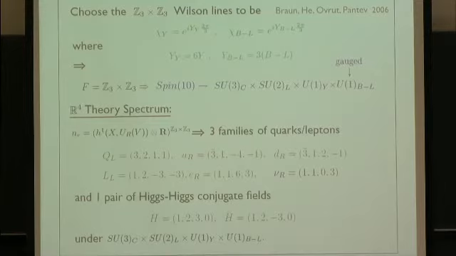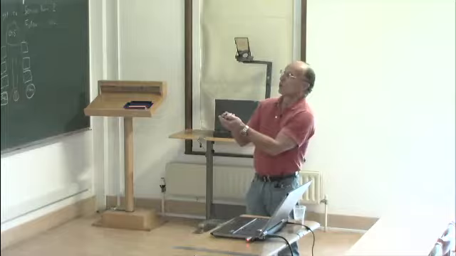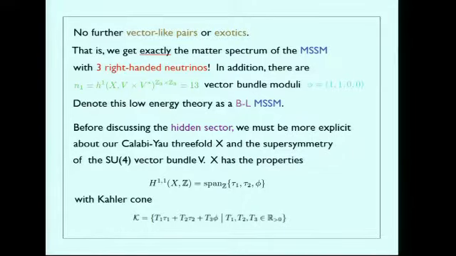And when you do all of that, we found that we got exactly 3 families of quarks and leptons in standard representations, including right-handed neutrinos, 1 per family, and exactly 1 pair of Higgs and Higgs bar and nothing else, with no exotics whatsoever, no vector-like pairs. This is exactly the MSSM spectrum with right-handed neutrinos. You also get a few vector bundle moduli. In this case, it's rather limited. We only have 13 of them.